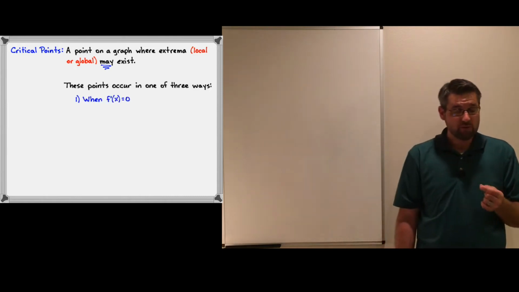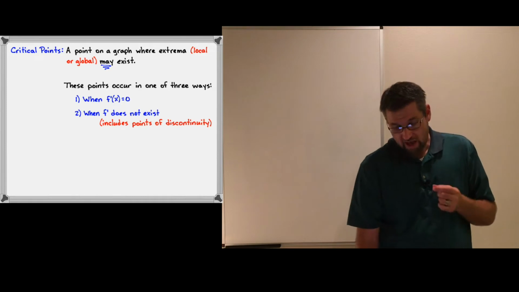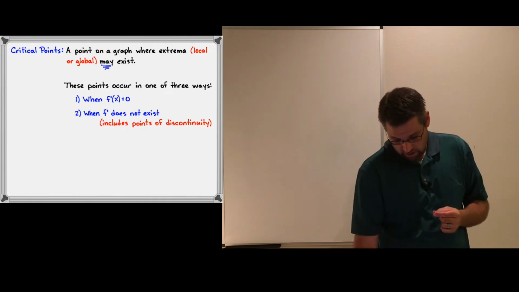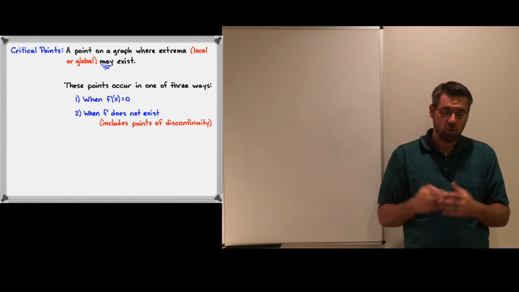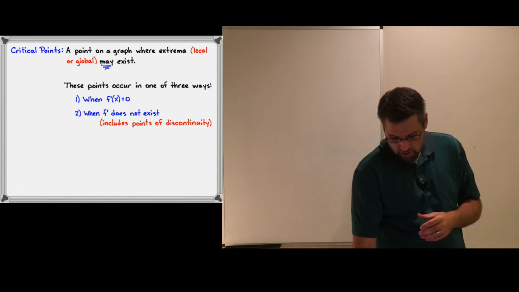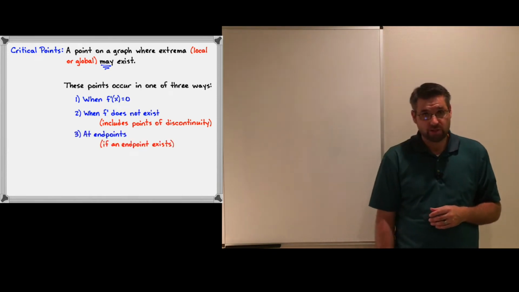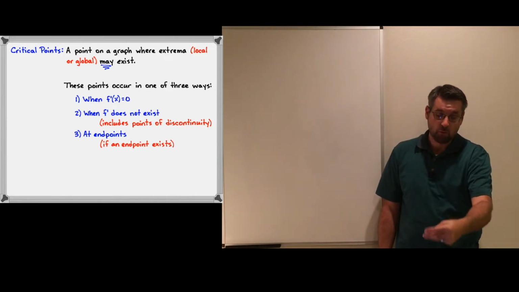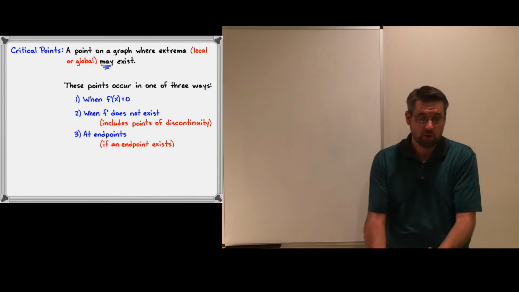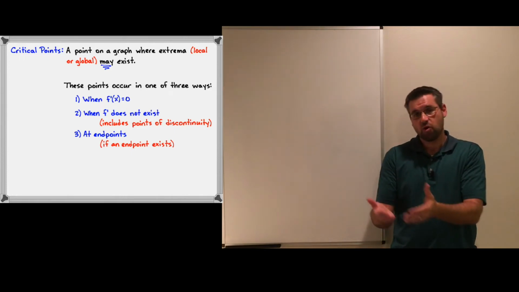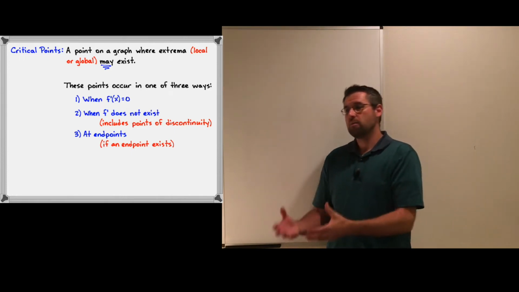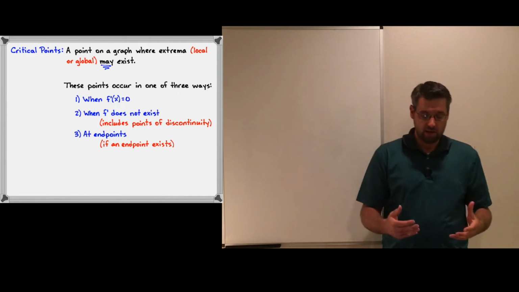So critical points, again, are those three things. When f prime is equal to 0, when f prime does not exist, right? And that would include any kind of discontinuity, so a jump discontinuity or a removable discontinuity or something along that line, or at endpoints. So critical points are these three things. So if I'm going to ask you what are the critical points, you have to go through the motions and identify when f prime is equal to 0, when f prime does not exist, and identify the endpoints.